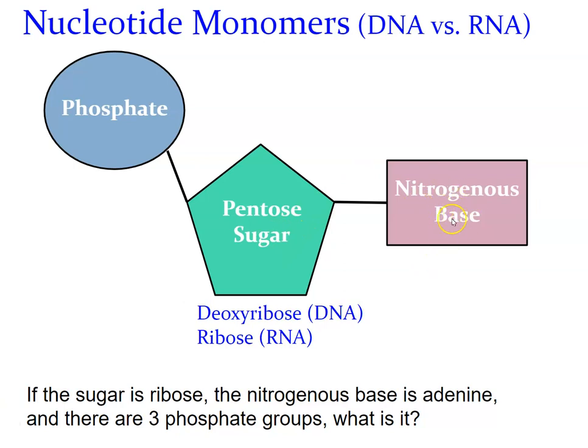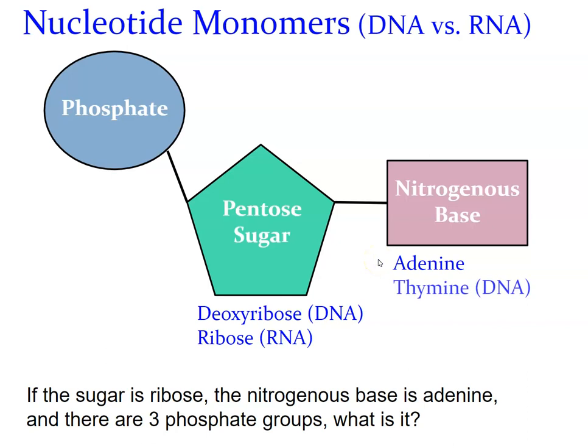And again, these nitrogenous bases are going to be adenine, thymine, guanine, or cytosine in DNA. If this is RNA, however, there is no thymine. Instead of thymine in RNA, there's uracil. But it functions the same way as thymine. In other words, adenine and thymine bind together in DNA. Adenine and uracil bind together in RNA.